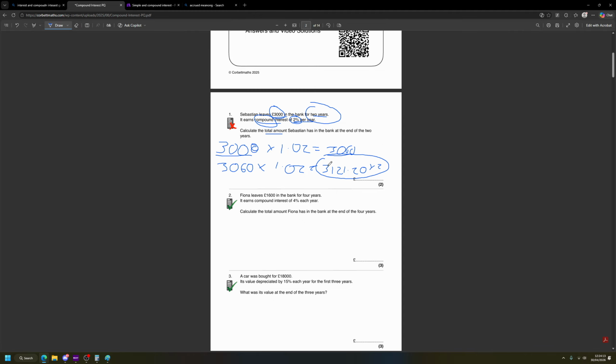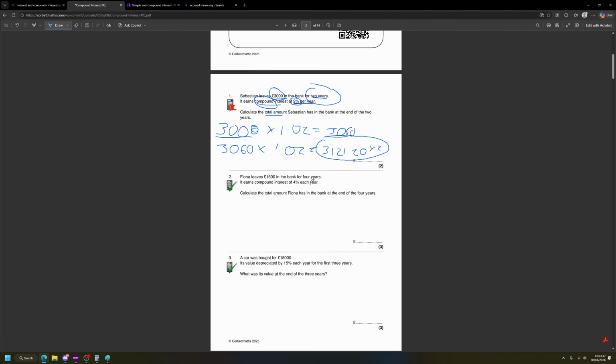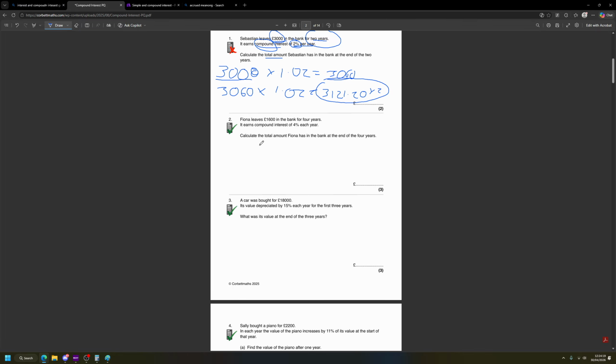Because that's the total. £3,121 and 20 pence. Now the next one's a calculator question. It's compound interest for 4% a year, 4 years, £1,600. And it's asking total amount, which is the easiest one, right?